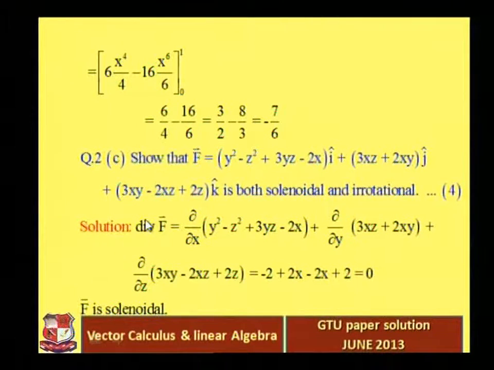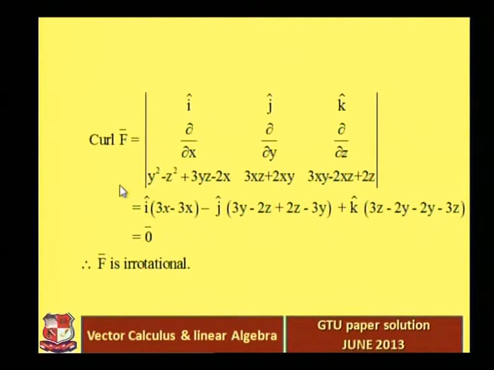Next question 2c. Show that f is equal to (y cube minus z square plus 3yz minus 2x) i plus (3xz plus 2xy) j plus (3xy minus 2xz plus 2z) k is both solenoidal and irrotational. Okay, for solenoidal, what we have to prove? Divergence of f is equal to 0, and for irrotational we have to prove curl of f is equal to 0.